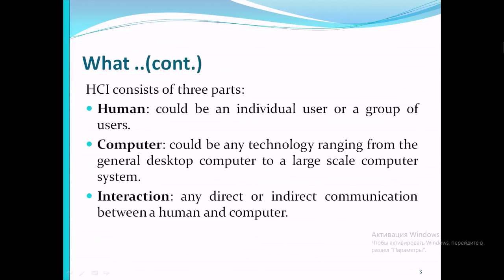Human-computer interaction consists of three main parts. The first object is human. Human could be an individual user or a group of users. Next, computer could be any technology, ranging from the general desktop computer to a large-scale computer system. And the next one, interaction: any direct or indirect communication between a human and computer.